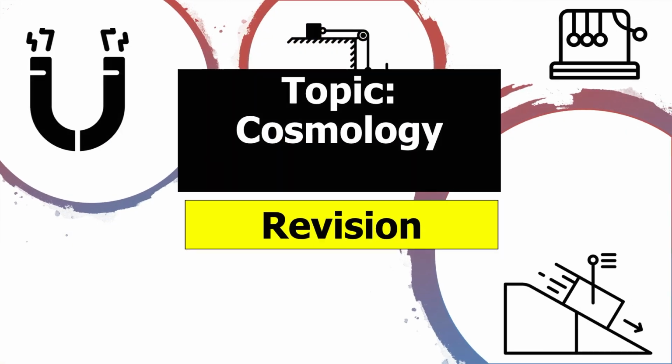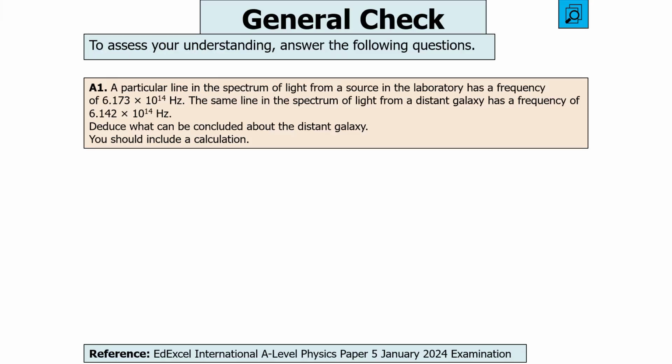Have a look at some questions for cosmology. The first question says a particular line in the spectrum of light from a source in a lab has a frequency of 6.173 times 10 to the 14 Hz. The same line in the spectrum of light from a distant galaxy has a frequency of 6.142 times 10 to the 14 Hz. Deduce what can be concluded about the distant galaxy, and you should include a calculation. So pause the video now, then unpause the video when you want to go through your answer.